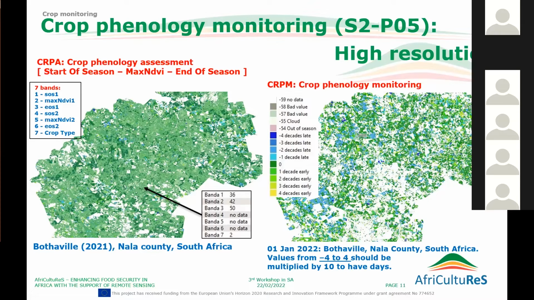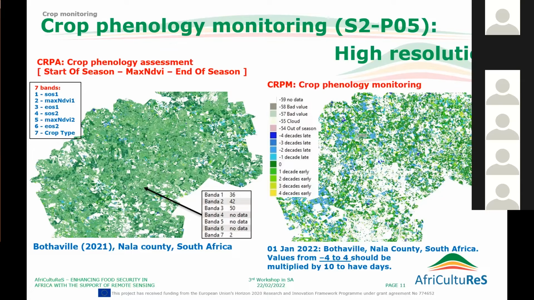Then this is an example. On the left side we have the map, an example of the values of the start of season, maximum NDVI and end of the season, in this case for the first season. And the crop type was crop number 2. I cannot recall which type of crop it is.